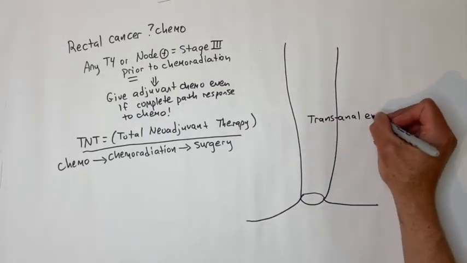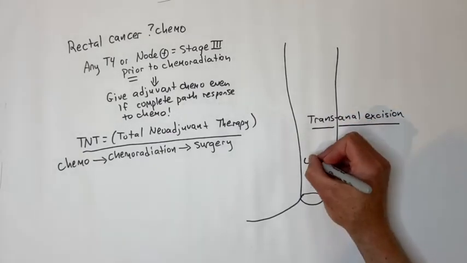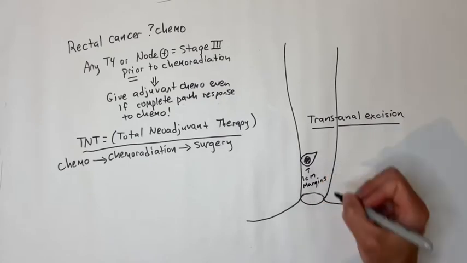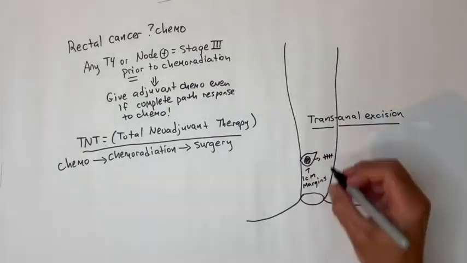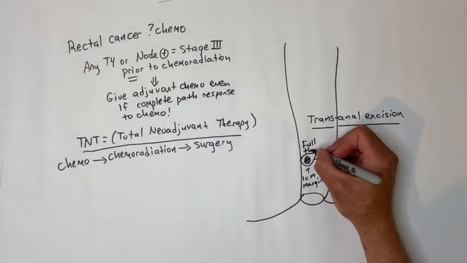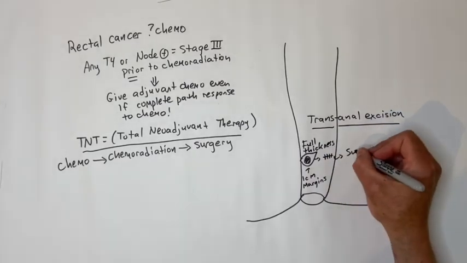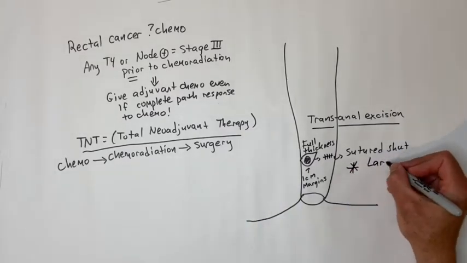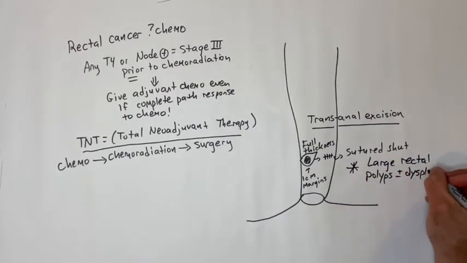Let's talk about transanal excision. This is when something is removed through the anal opening, and usually you should take 1 centimeter margins around it, and the entire wall of the rectum is removed down to the perirectal fat, and then the defect is sutured closed. It is used for large rectal polyps with dysplasia, or very early T1 rectal cancer.